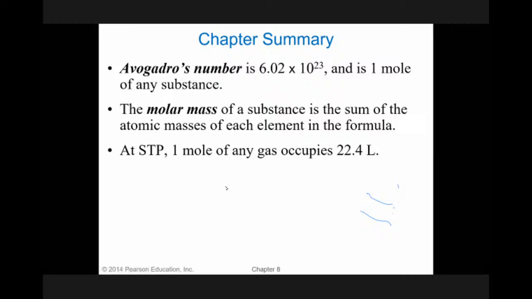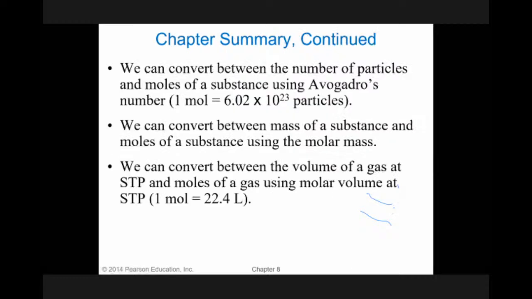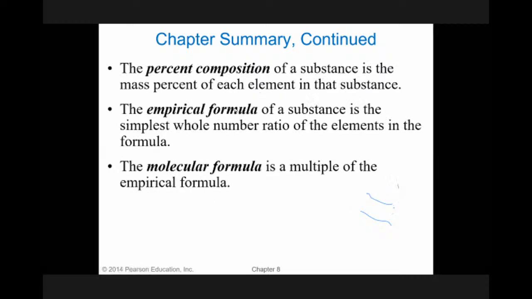All right. Now, we can convert between the number of particles and moles of substances using Avogadro's number. That's the number right there. We can convert between masses of substances and moles of substances using the molar mass. We can convert between the volume of a gas at STP and moles of gas using molar volume at STP. All right. So this is percent composition, empirical formula, molecular formula. All right.